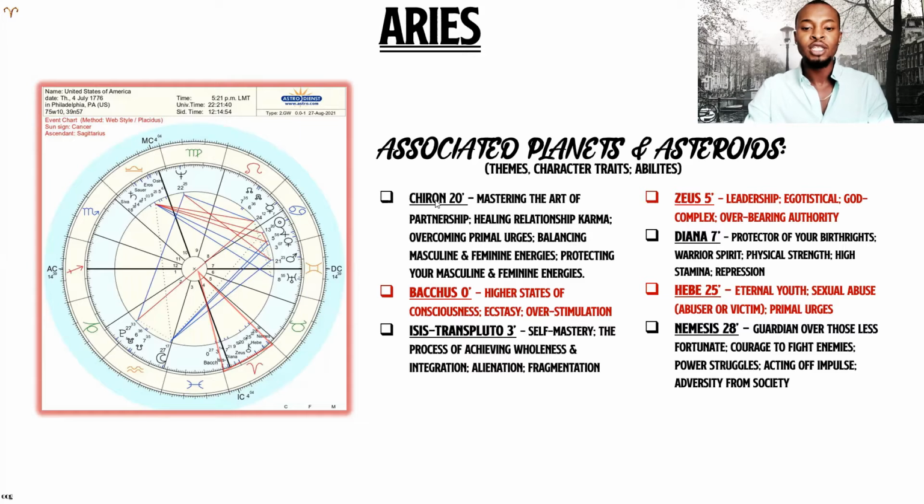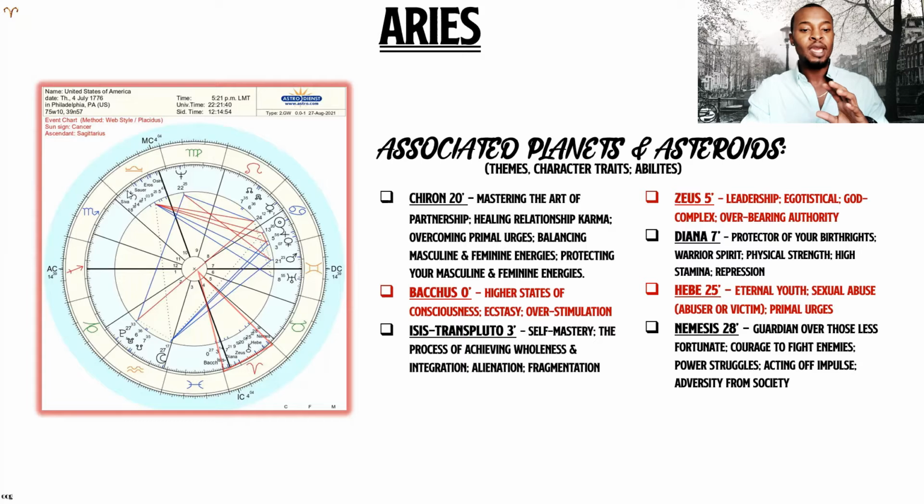So for Chiron at 20 degrees here, I wrote: mastering the art of partnership, healing relationship karma, overcoming primal urges, balancing masculine and feminine energies, protecting your masculine and feminine energies. So here in Chiron, you see there's a theme of needing to really heal a lot of your partnership. That's where a lot of the wounds are stemming from. And again, we have this all happening within the fourth house here. So we see some wounds within the relationship of the home or the family life. There's something there that's really wounded and needs to be transformed or healed, is what Chiron is saying.